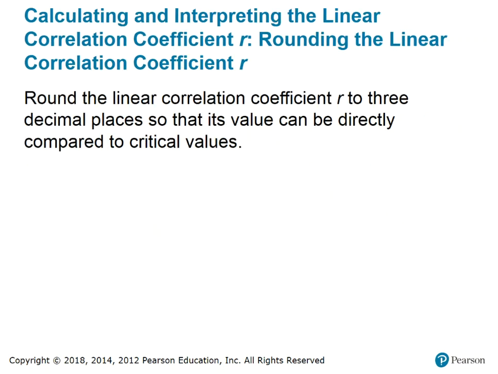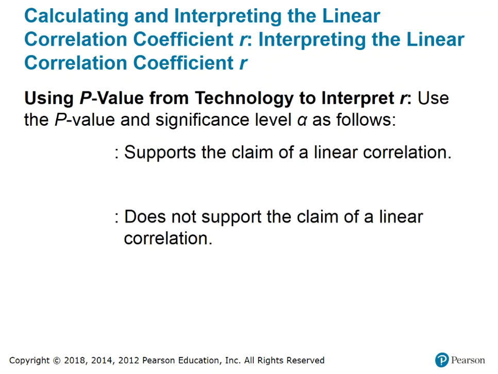So when we find our r value, we are going to round it to 3 decimal places, and we'll use that in our testing. When we go to do our test, we'll do our p-value just like normal. If our p-value is less than or equal to our alpha, then it's saying that there is a linear correlation. If our p-value is greater than our alpha, then there is not a linear correlation.